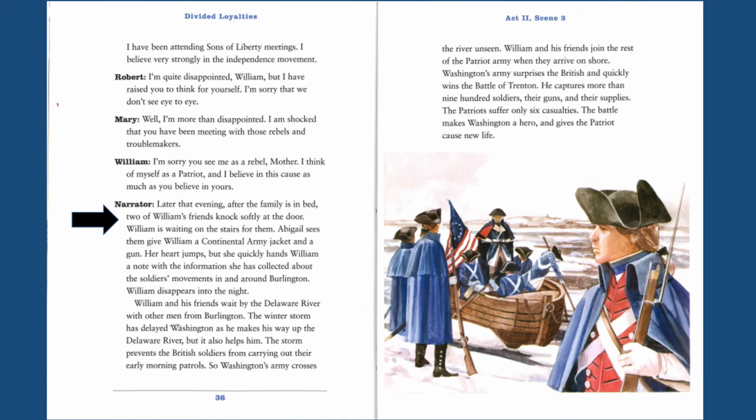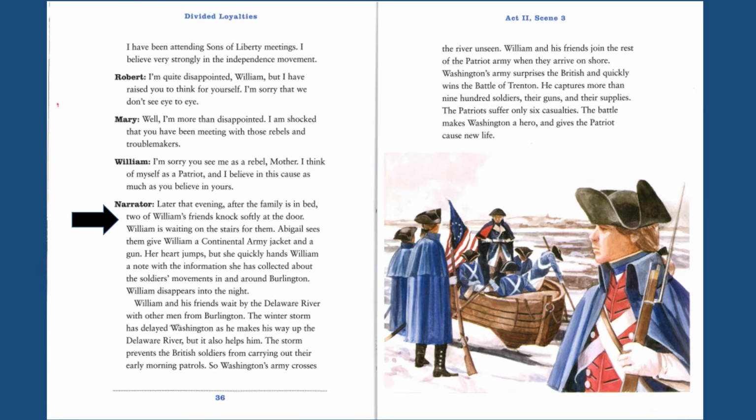Later that evening, after the family is in bed, two of William's friends knock softly at the door. William is waiting on the stairs for them. Abigail sees them give William a Continental Army jacket and a gun. Her heart jumps, but she quickly hands William a note with the information she has collected about the soldiers' movements in and around Burlington. William disappears into the night.